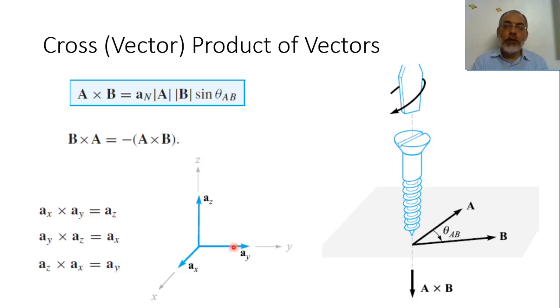Similarly, we can find AY cross AZ would equal AX, and finally AZ cross AX would be AY. Now, if we change the arrangement, AY cross AX would be minus AZ, AZ cross AY would be minus AX, and AX cross AZ would be minus AY. Okay?